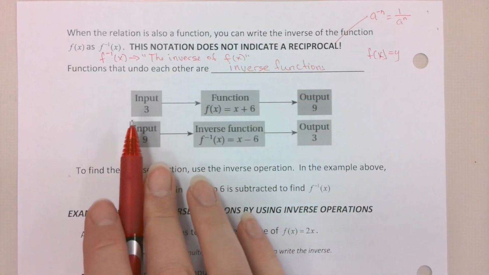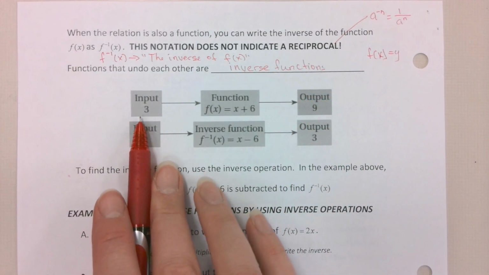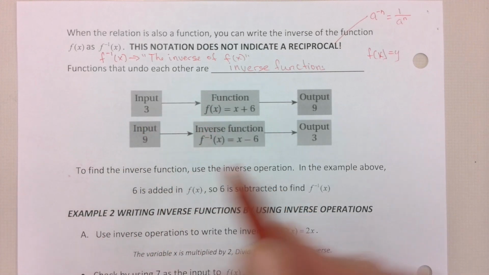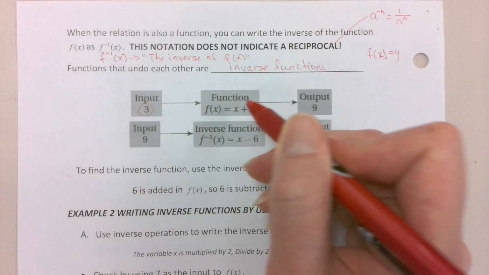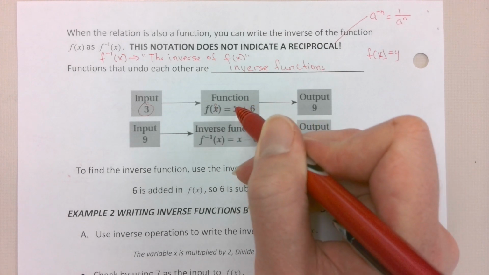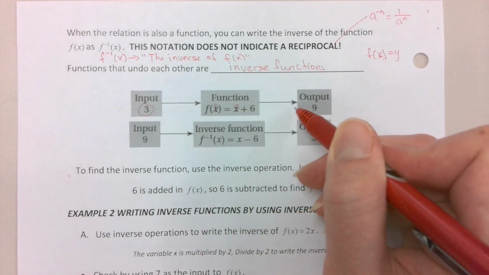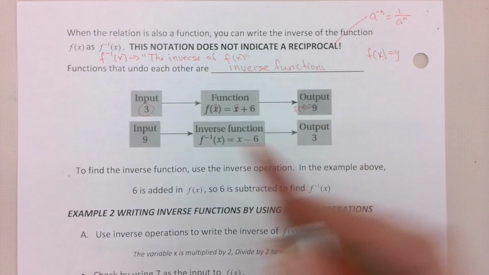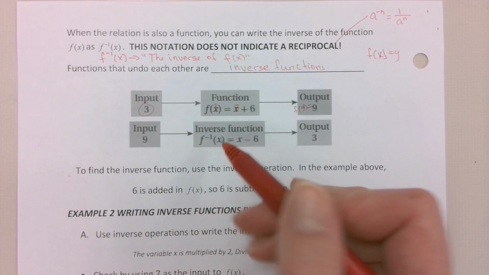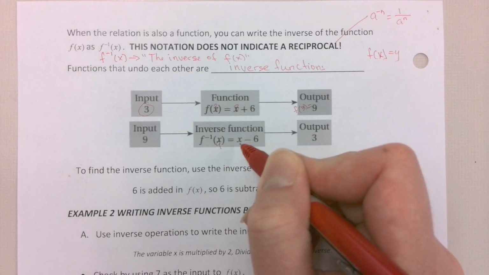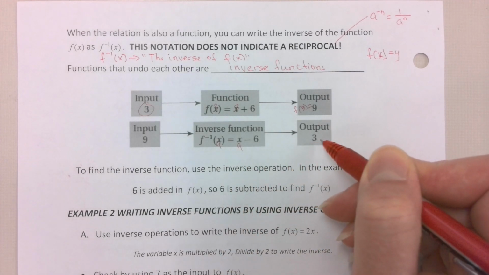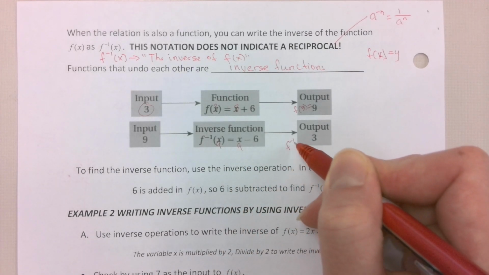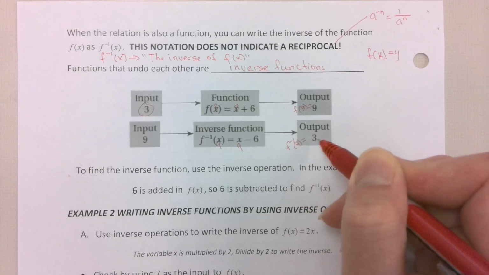What this is quickly showing you is, if I have an input of 3 and I put it into my original function, everywhere I see an x, I'm going to put a 3. So f of 3 is 3 plus 6, I get f of 3 is 9. Now take that answer and put it in the inverse. Everywhere I see an x, I'm going to put a 9. And 9 minus 6 is 3. So the inverse function of that was 3.